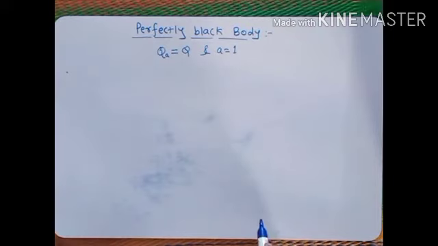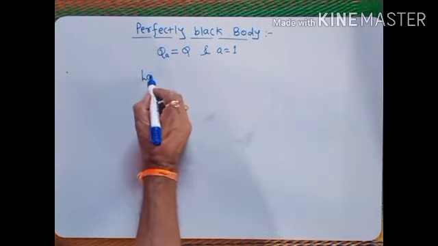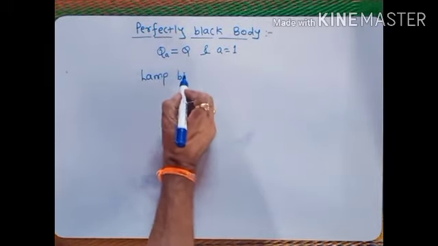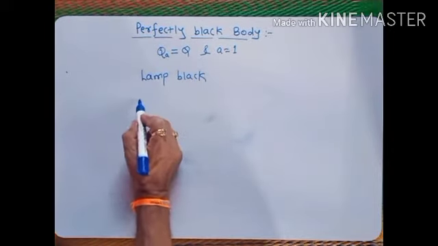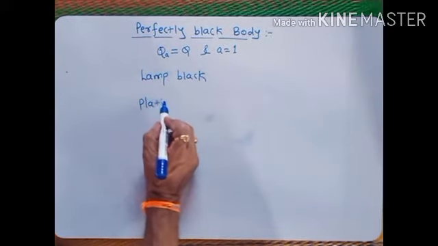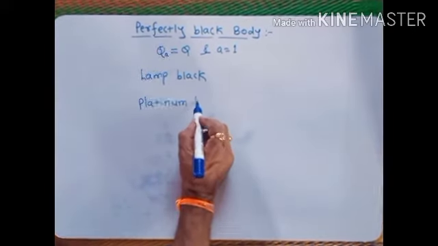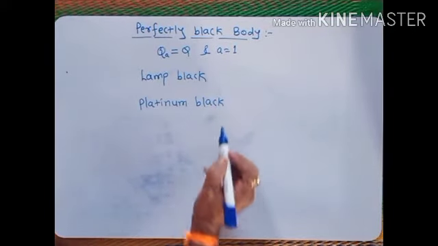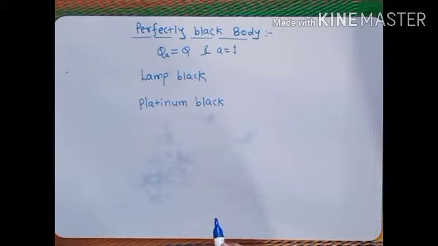Now, no perfectly black body actually exists. Lamp black and platinum black are treated as perfectly black bodies. Now we consider the construction of the perfectly black body. Suppose we consider the diagram.